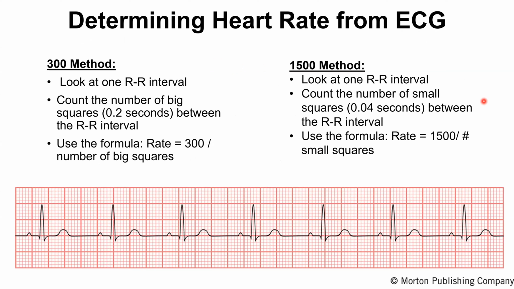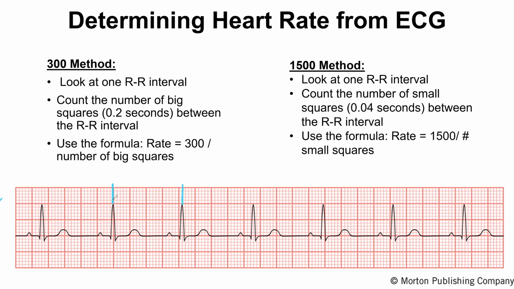Here are the other two ways to determine heart rate from an ECG. So we'll start with the 300 method. Here what we're going to do is look at one R to R interval. For all intents and purposes, I'm just going to look at this one here. And this one goes from here to here.